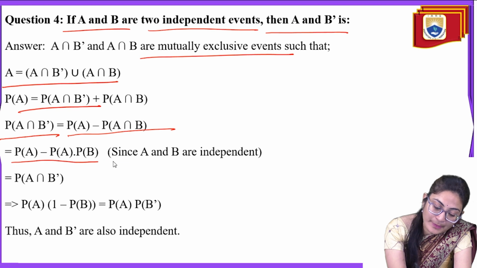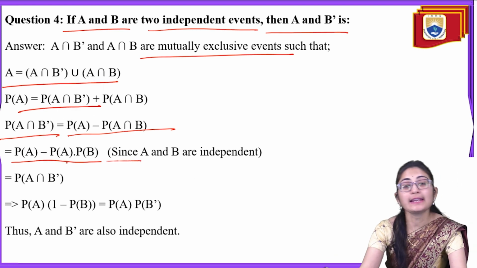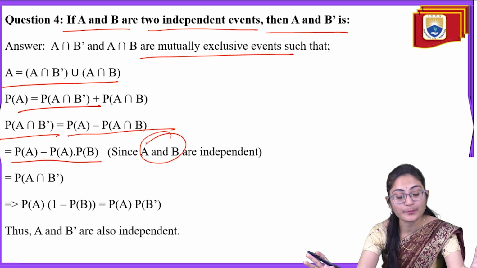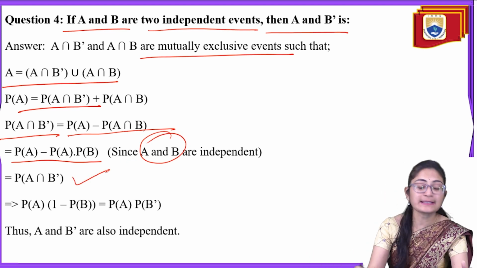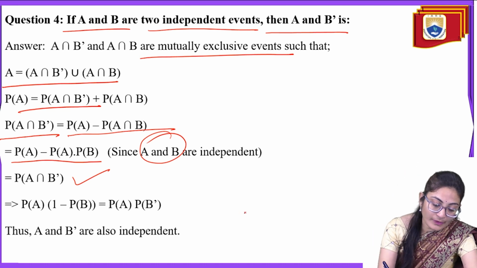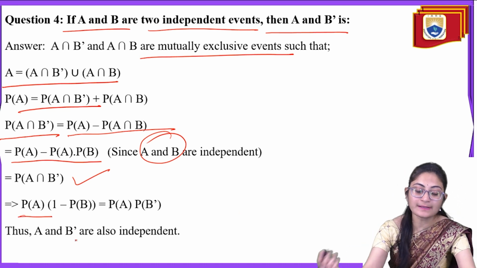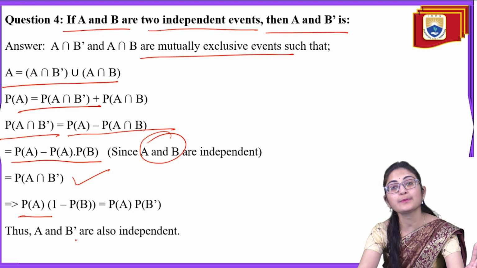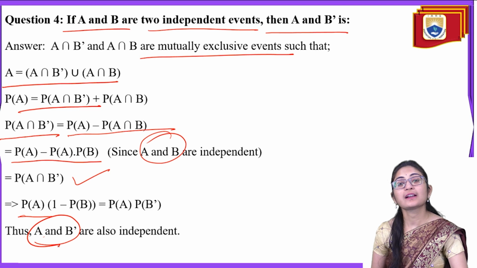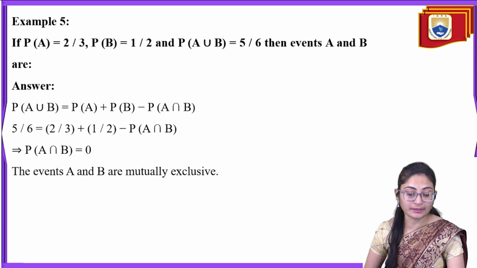Now P of A minus P of A into P of B, and here both A and B are independent. That's why P of A intersection B naught is P of A times (1 minus P of B), which is equal to P of A times P of B naught. So both A and B naught are also independent.